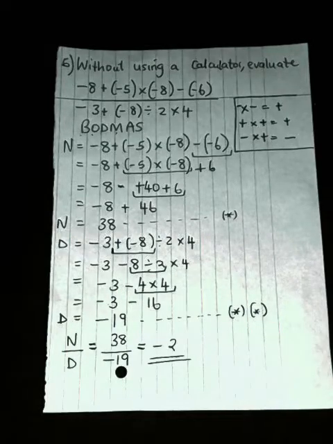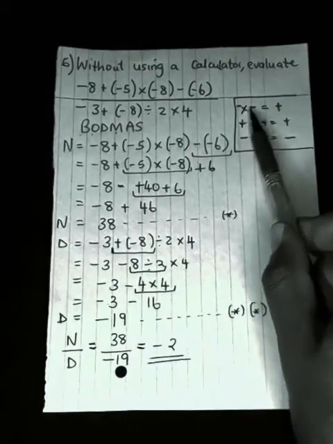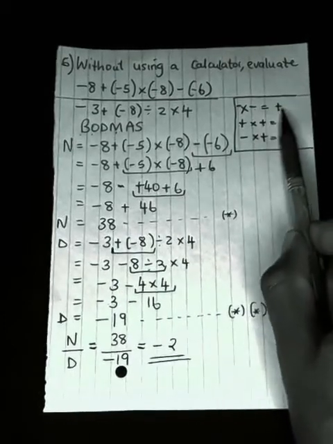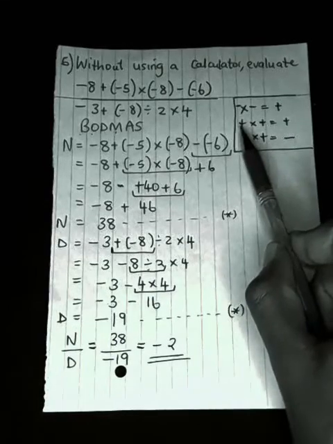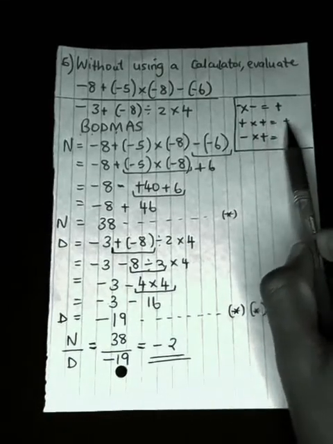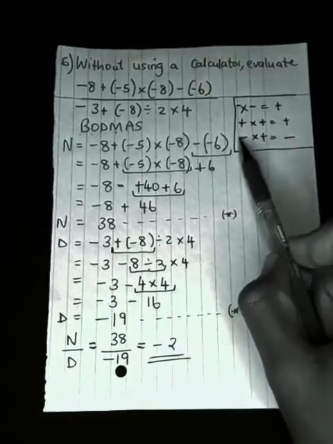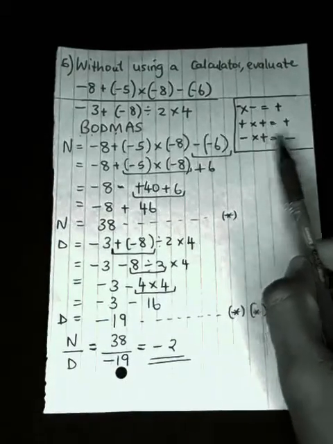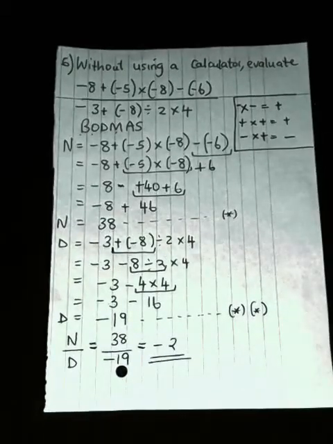And in this particular question, you must note the following: negative sign times negative sign will give you a positive sign. Positive sign times positive sign will give you a positive sign. Negative sign times a positive sign will give you a negative sign.